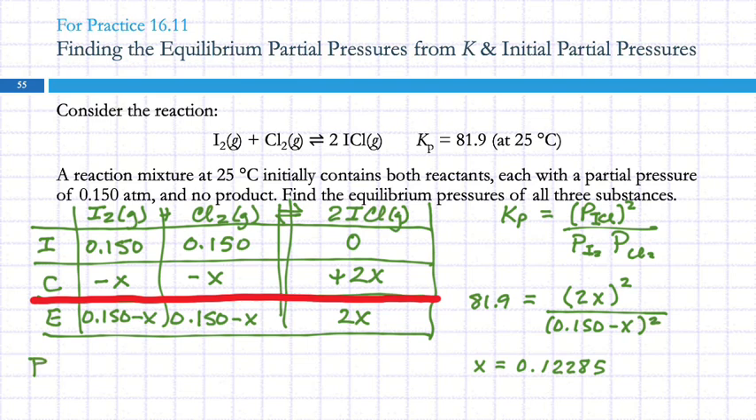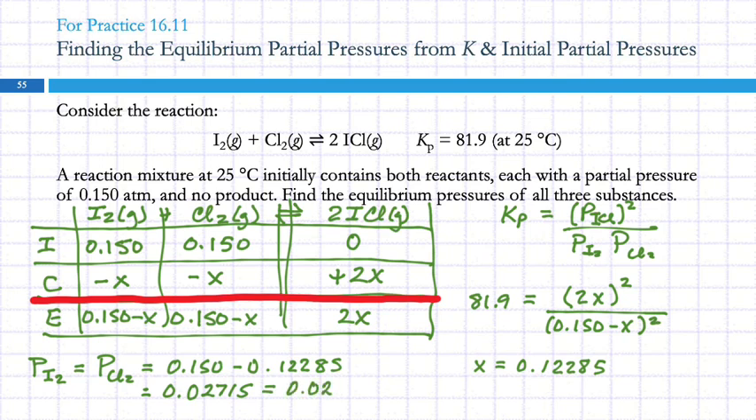So the final pressure for I2, or the equilibrium pressure, is going to be equal to the equilibrium pressure for Cl2, and that's going to be 0.150 minus 0.12285, which is 0.02715. I'm going to call that 0.027. And these are pressures, so these are going to be atmospheres.